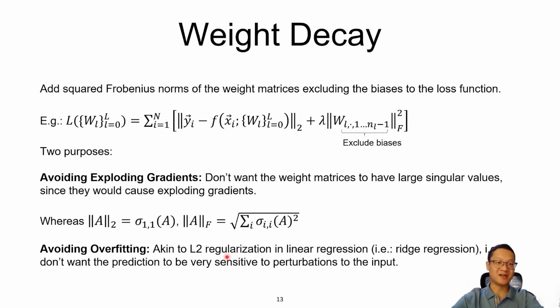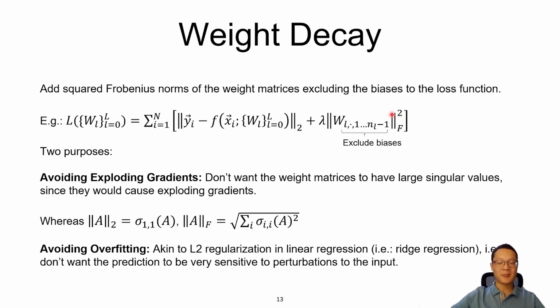Another way of dealing with exploding gradients is to do something very similar to L2 regularization. This is the loss function that we're defining, which is a function of all the weights. We define it to be the sum of all of the losses from every data point, plus lambda times the Frobenius norm of all of these weights, excluding the biases. Recall that the Frobenius norm means we square all of the elements of the matrix and then take the square root. Then we square all of that, so we get rid of the square root.